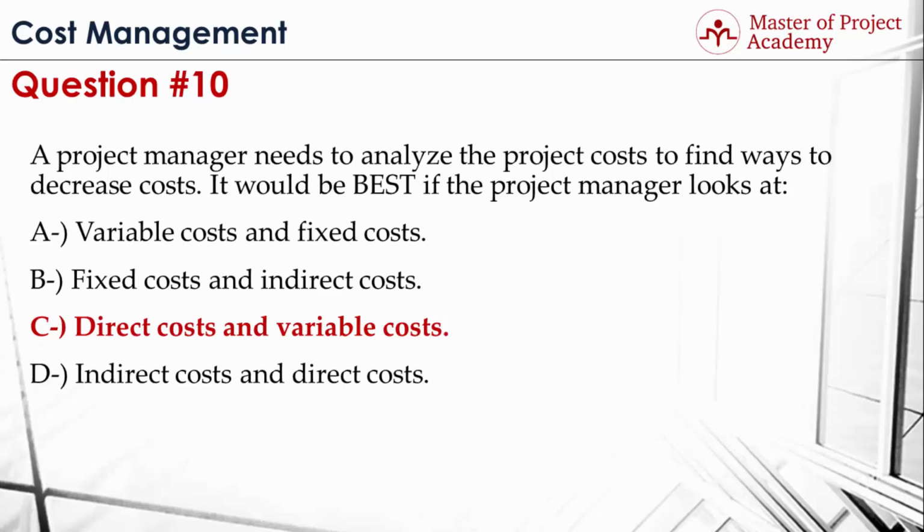Fixed costs cannot be decreased. For example, even if you have 1 project resource or 5 project resources, you will need an office and the cost of the office will be fixed. Fixed costs typically cannot be decreased in projects. Indirect costs are not directly related to the project. For instance, taxes or management salary, etc. And these are not generally under the control of the project managers. Therefore, you cannot affect indirect costs and fixed costs in your project. Now, we have concluded the cost management knowledge area.